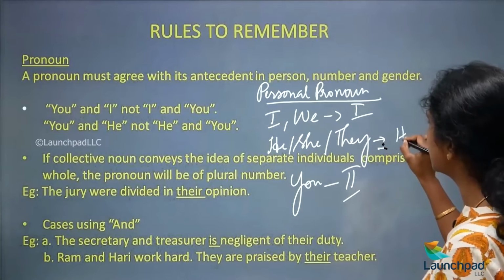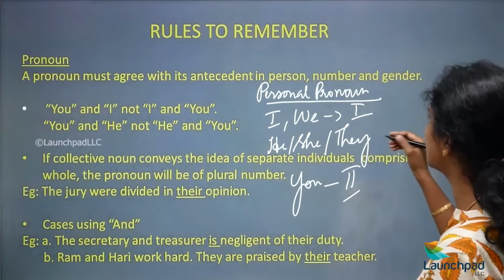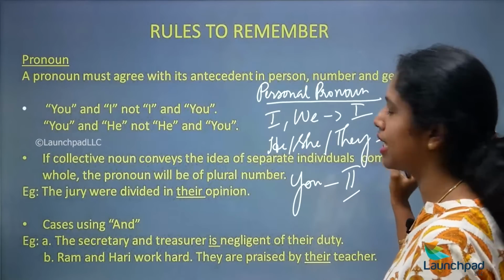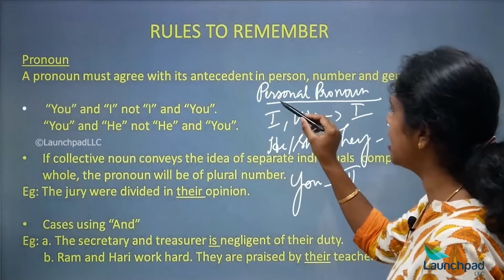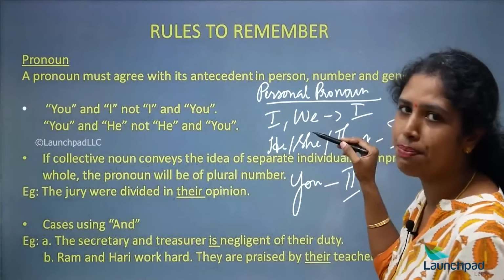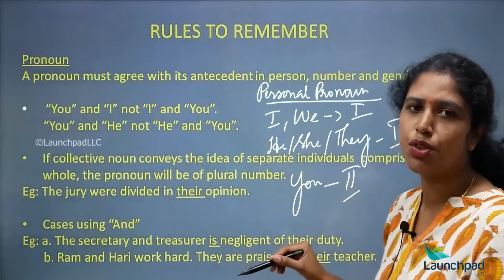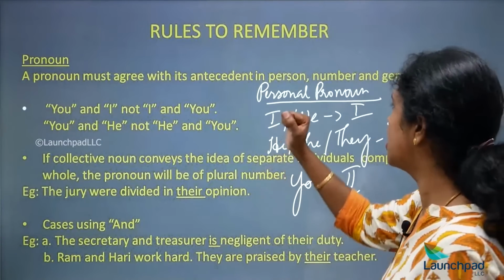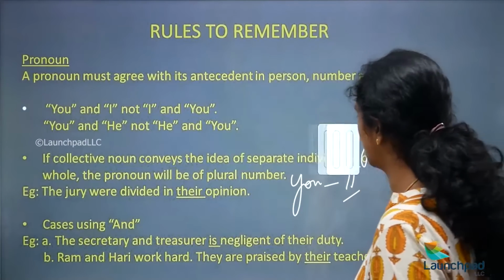He or she is third person. Yes, so he or she is third person singular and they is third person plural. I is first person singular, we is first person plural. You is used in both singular and plural for both the cases, right? So these are your personal pronouns, okay?